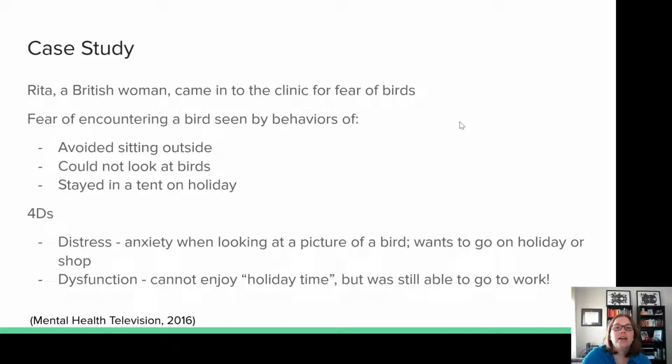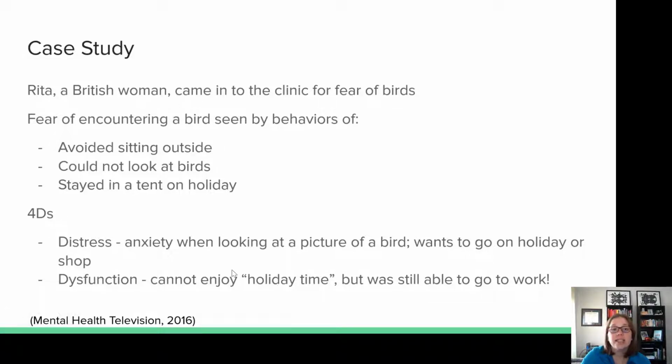So I am talking about the presenting problem here. She's coming to the clinic for fear of birds. She's showing this by not sitting outside, not looking at birds, and staying in a tent on the holiday. So she's really having a hard time enjoying herself. And that gets me down to the 4 Ds.